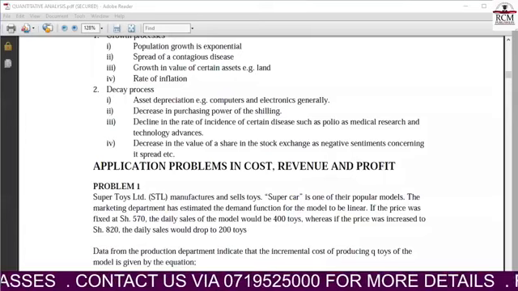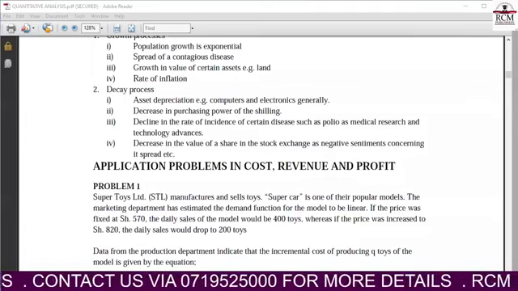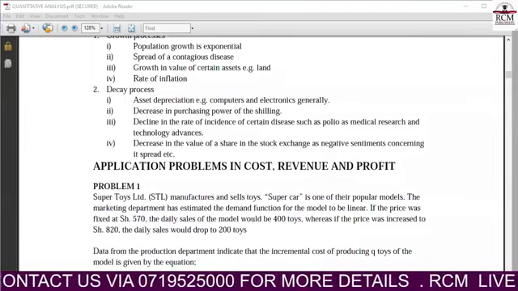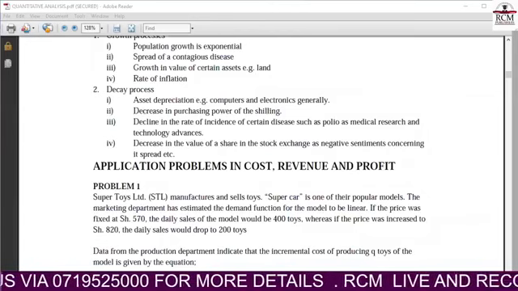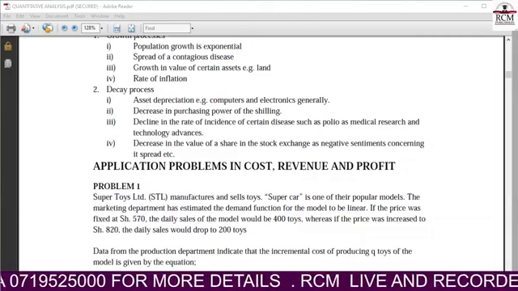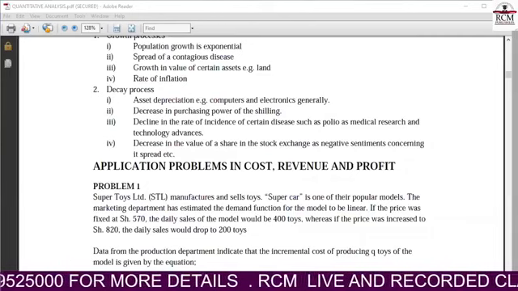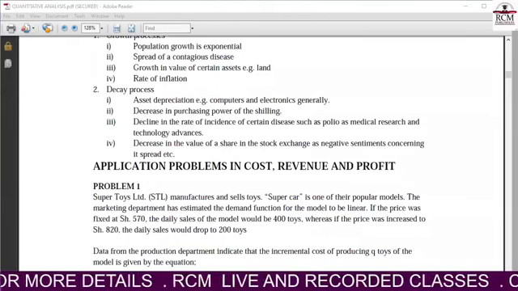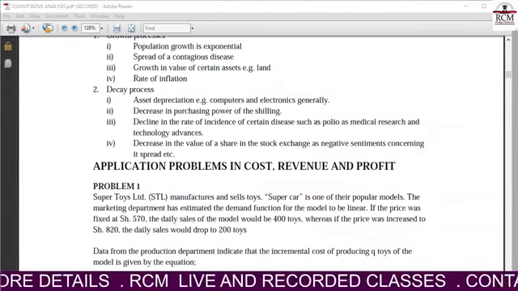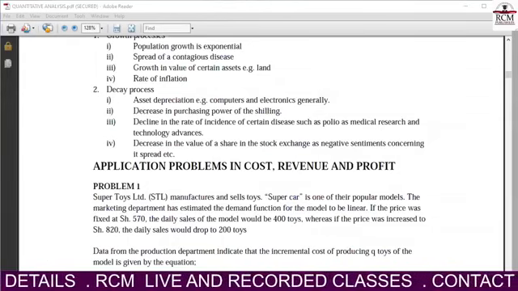Now, how about Roman 2? Roman 2, they want us to give them the total cost function. So how do I get the total cost? Fortunately, I can see they have given me the change in cost. The change in cost is 2Q minus 570.